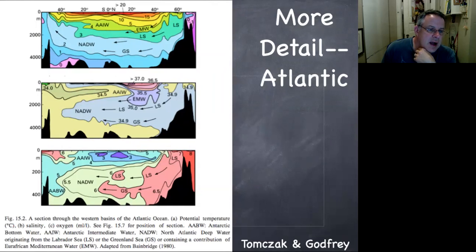And then oxygen is a really useful tracer because oxygen gets consumed and it gets recharged when it's at the surface. So high oxygen indicates young water, water that was recently at the surface. So you can see the North Atlantic deep water is relatively young in terms of oxygen compared to the Antarctic bottom water.